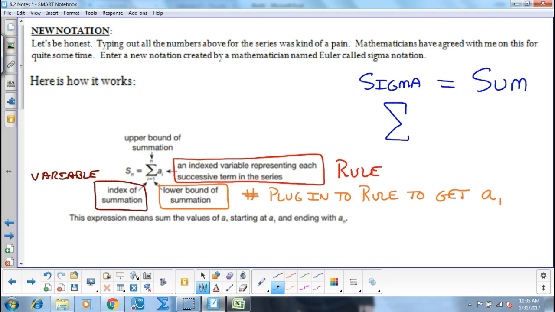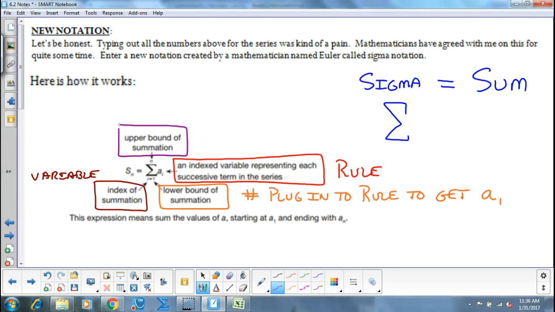The top number is your upper bound. It's the number you plug into the rule to get your last term.